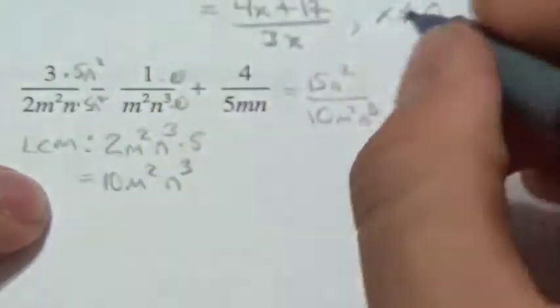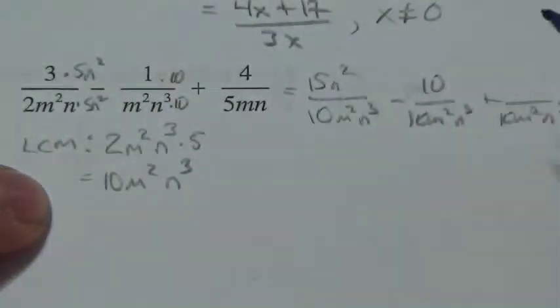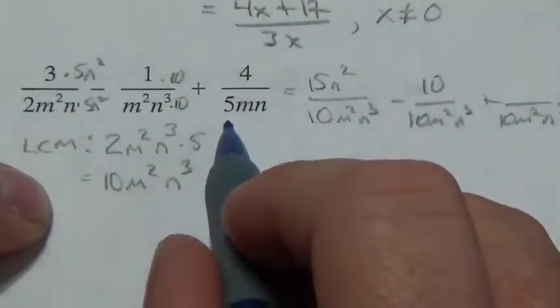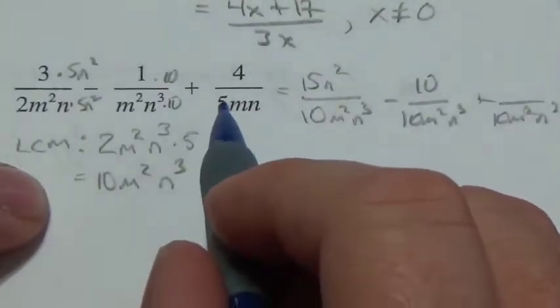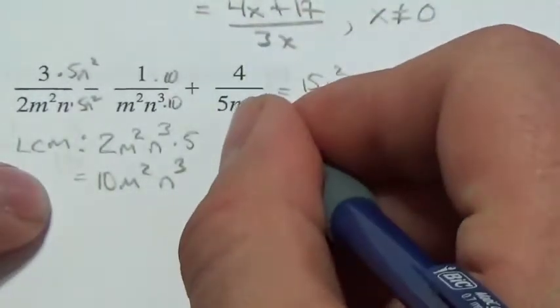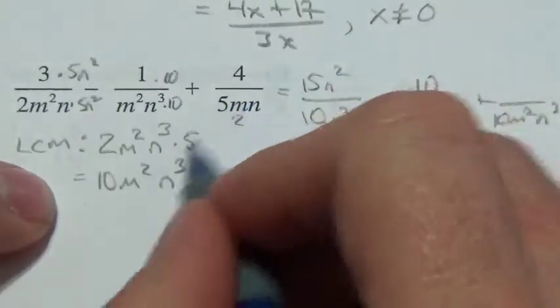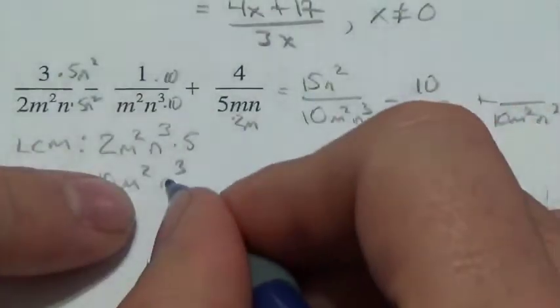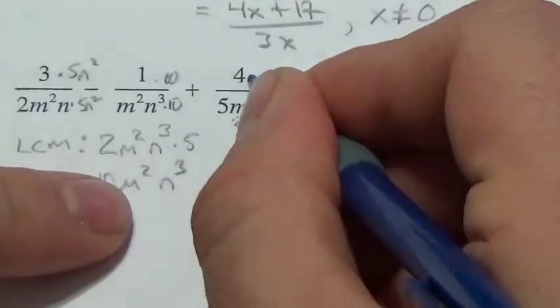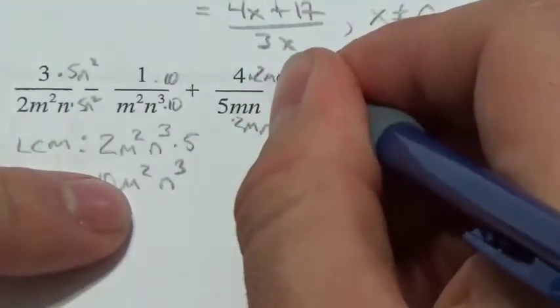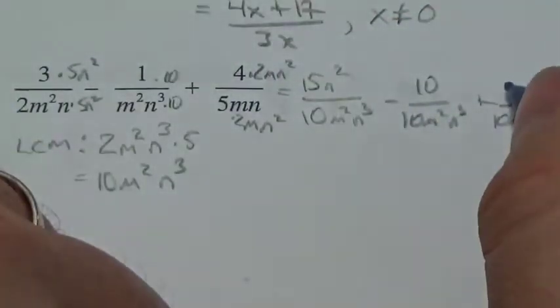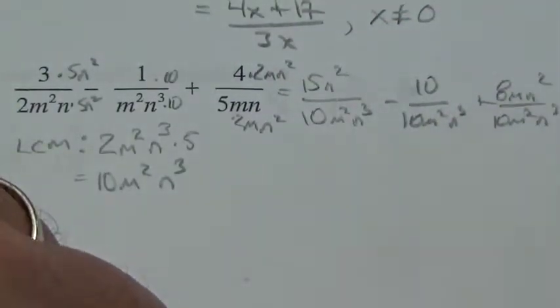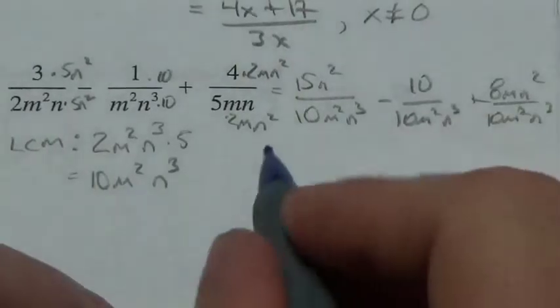In this second term here, I am missing just the factor of 10. So I've got to put that in the numerator as well to balance that out. And then over here, I've got this 5mn. Okay, well, I'm missing a factor of 2. I've got to multiply that by 2. My denominator has m squared, and I've only got an m, so I have to put another m there. And 2n. So I've got to multiply numerator and denominator by 2mn squared. So it's going to give me 8mn squared in my numerator.